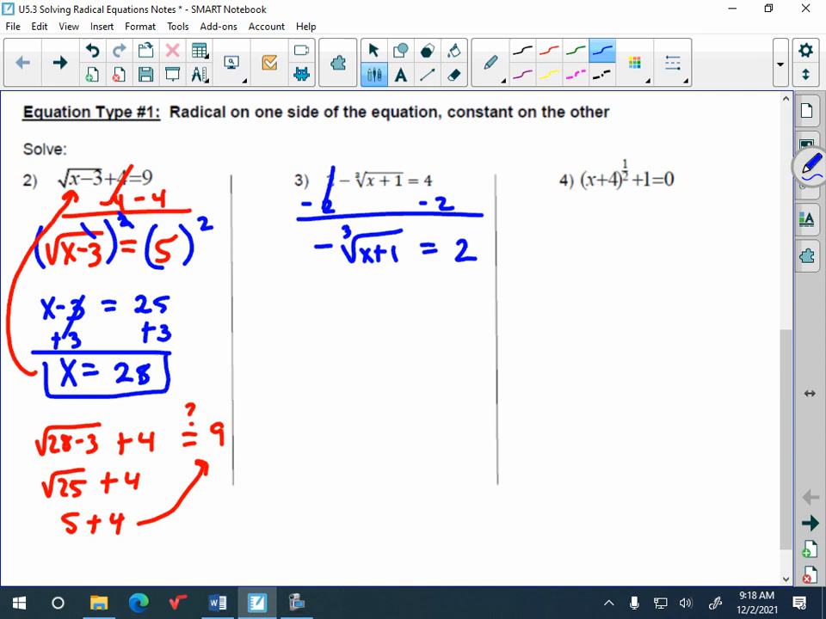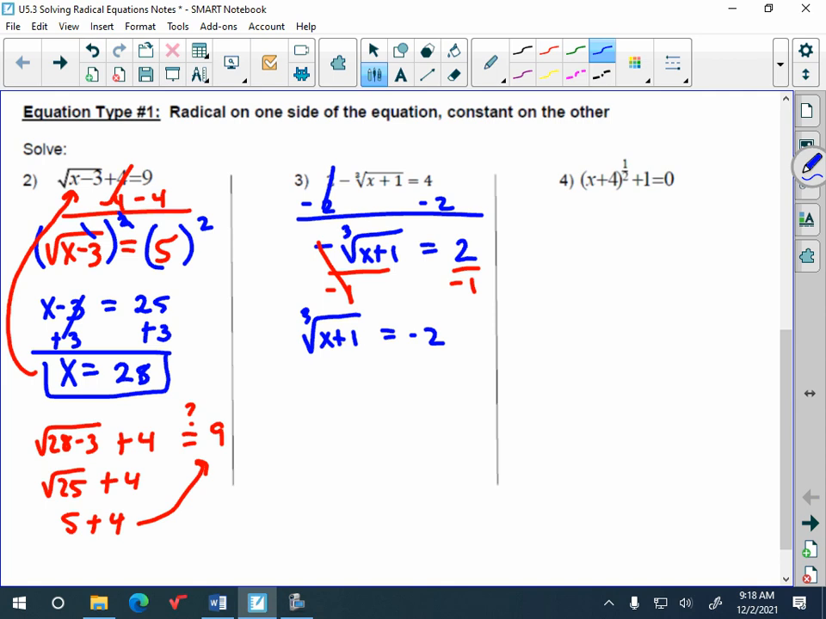Now the negative in front is being multiplied to the radical, so we have to get rid of the negative. So we're going to divide both sides by negative 1 to get rid of the negative. So now we have the cube root of x plus 1 equals negative 2. Now the radical is isolated.